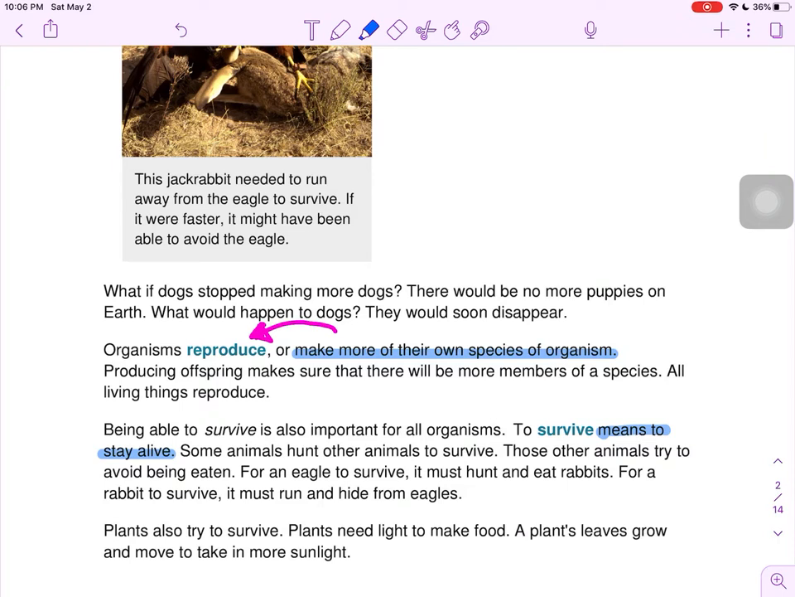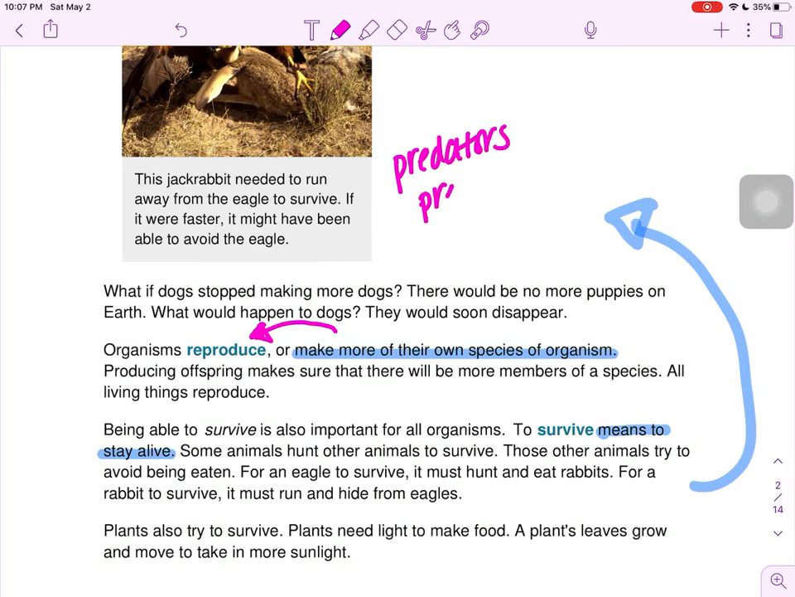Some animals hunt other animals to survive. Those other animals try to avoid being eaten. For an eagle to survive, it must hunt and eat rabbits. For a rabbit to survive, it must run and hide from eagles. So this makes me think of the predator and the prey. In that example, the predator would be the eagle. The prey would be the rabbit.